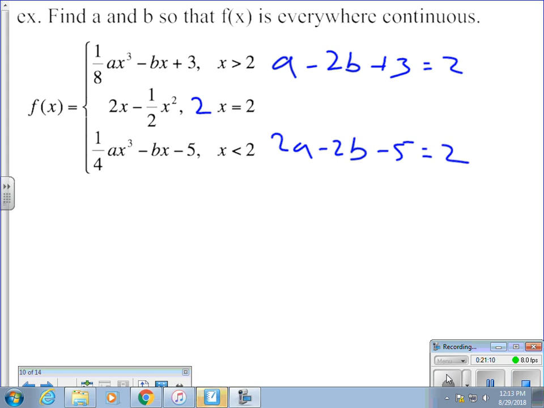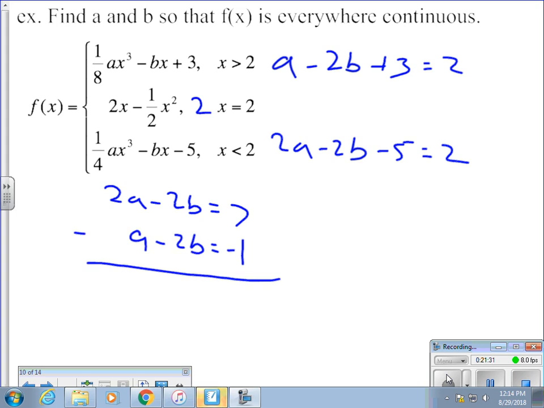Now, that's a nice system of equations. If I take the bottom one here and move the 5 over, 2A minus 2B is equal to 7. Take the 3 and move it over: A minus 2B is equal to -1. And then subtract. 2A minus A is 1A. -2B minus -2B, no more B's. 7 minus -1 is 8. A is 8.